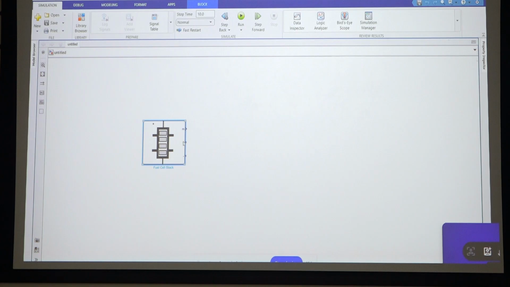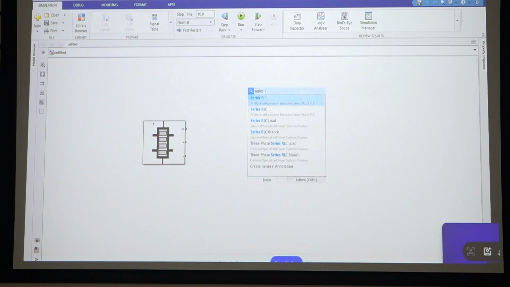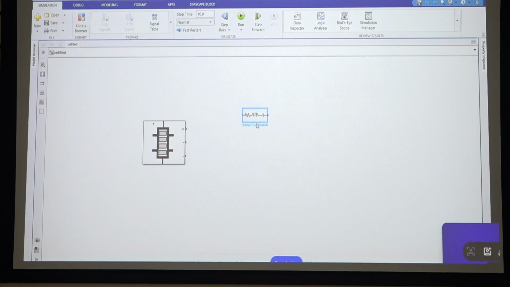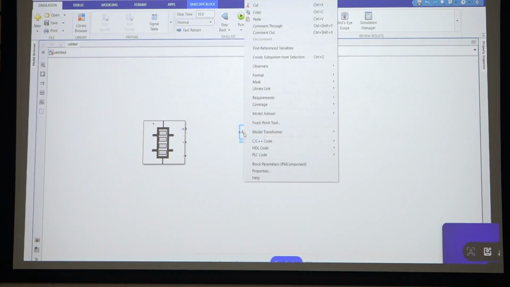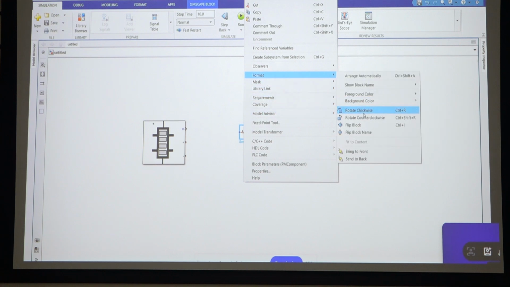From here we can connect any load across the positive and negative. Again the same thing: if we need any component at any time, just double click and then write here series RLC branch. For example, we are taking this one, series RLC branch. If you click here, then we can do some rotations, like orientations or format. So here we can see rotations.